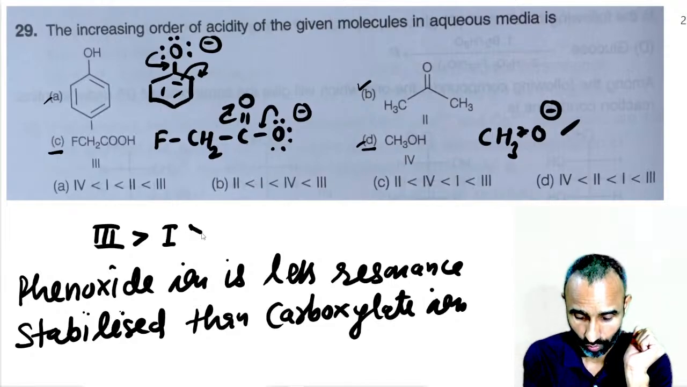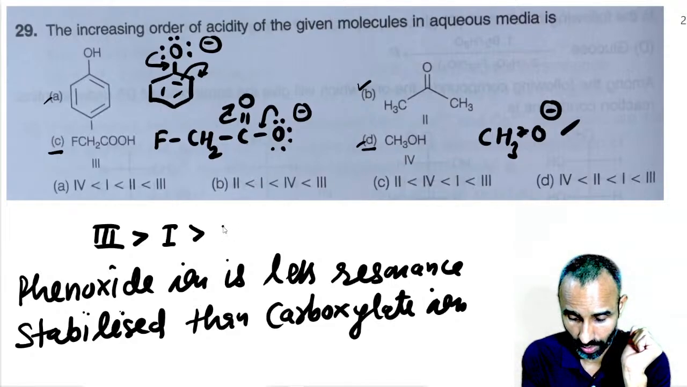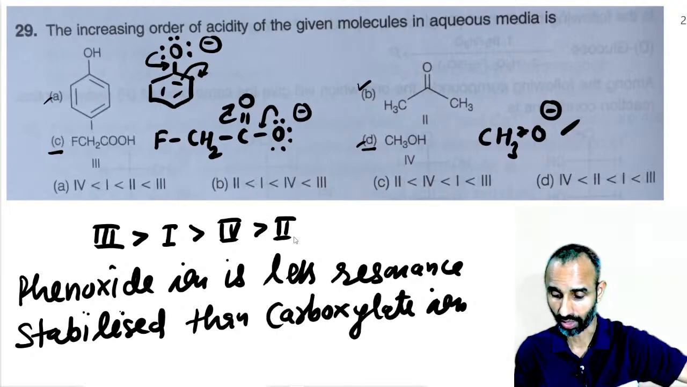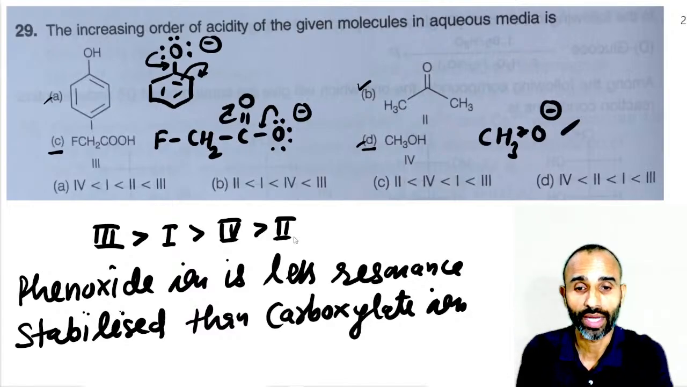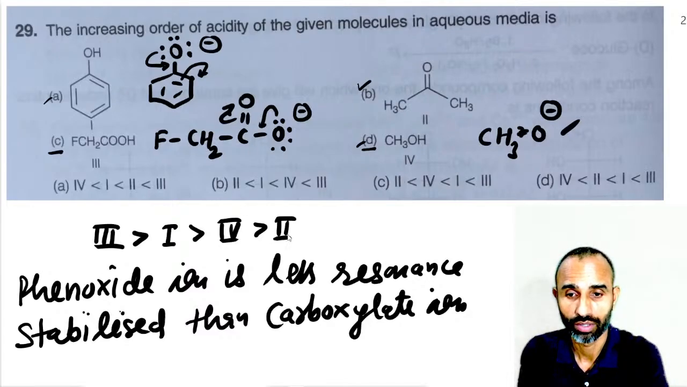So it is then 4 and the last one is 2. Okay, it is increasing order. So second is least, then 4, 1.